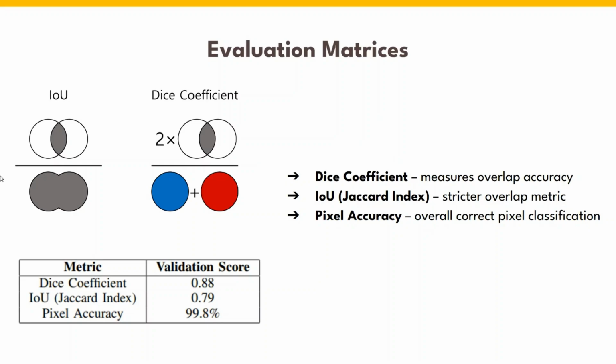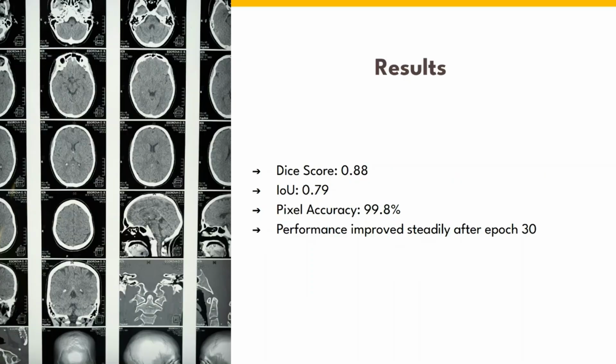We see the result from our training. Our dice coefficient is 0.88, our IOU or the Jaccard index is 0.79, and our pixel accuracy is 99.8%, which is quite good. Now I will hand it over to Samira to discuss how well our model performed and what we can improve. Thank you.